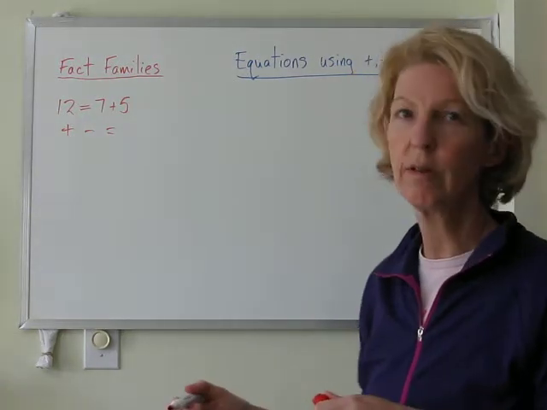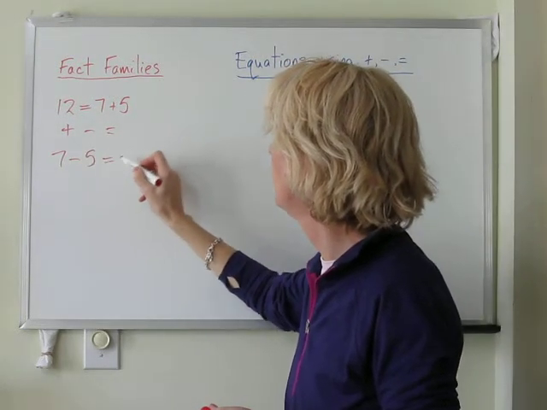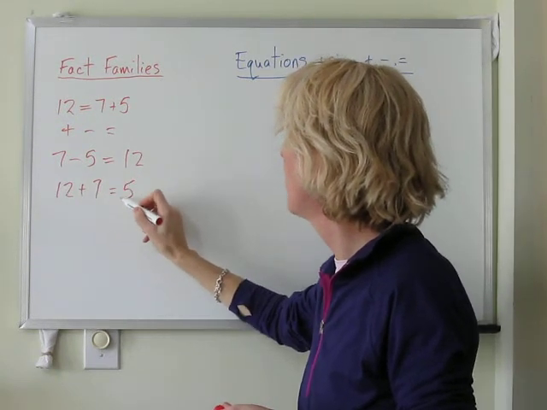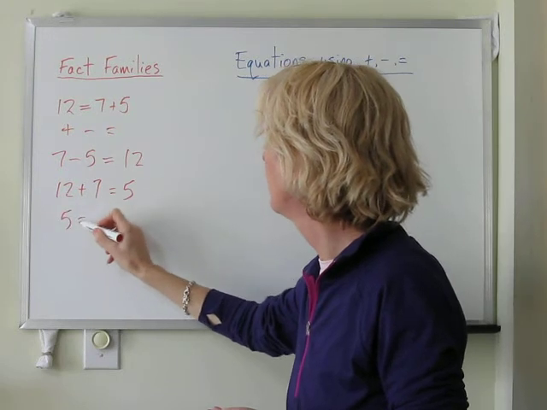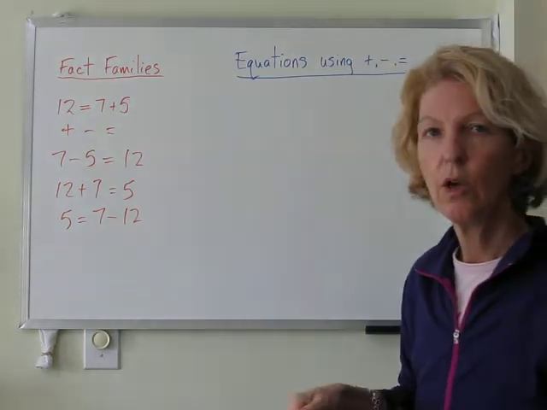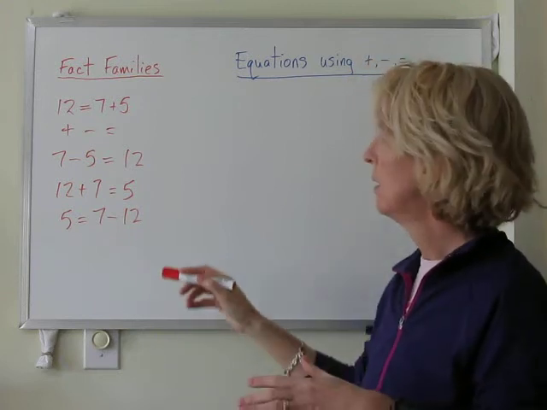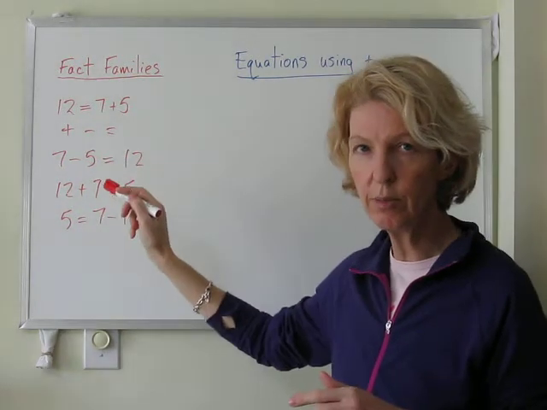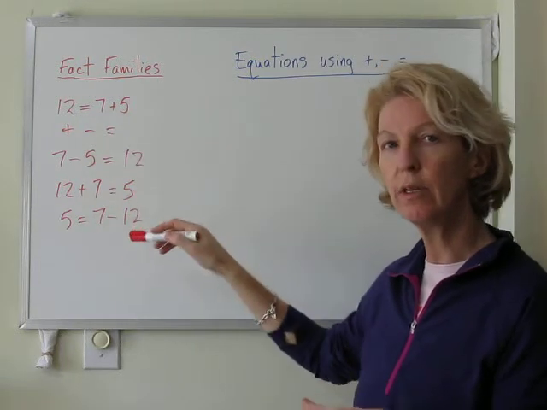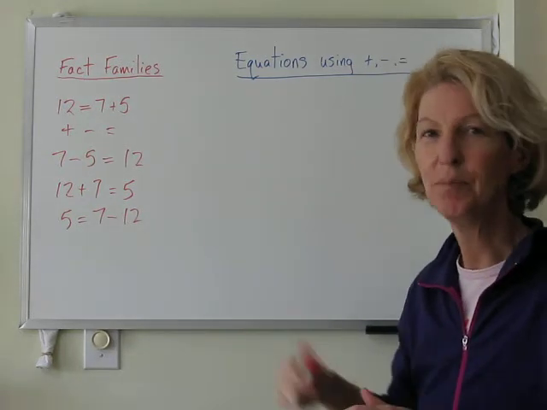So his homework would look something like this. He would have 7 minus 5 equals 12, 12 plus 7 equals 5, and 5 equals 7 minus 12. So this is how his homework would look, because he knew that he had to change the order of the numbers, and he knew that he had to use the math symbols in different ways. So, are you feeling my pain?